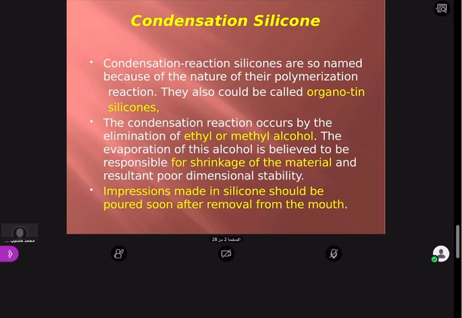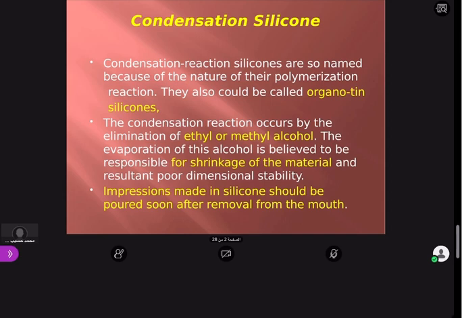In the previous lecture we had discussed the polysulfide material. There are a lot of problems with it: it takes 10 minutes to set in the patient's mouth, the smell is not good, and the material can cause permanent staining of clothes. Then came condensation silicone after polysulfide, and the problems present in polysulfide are somewhat better in condensation silicone.